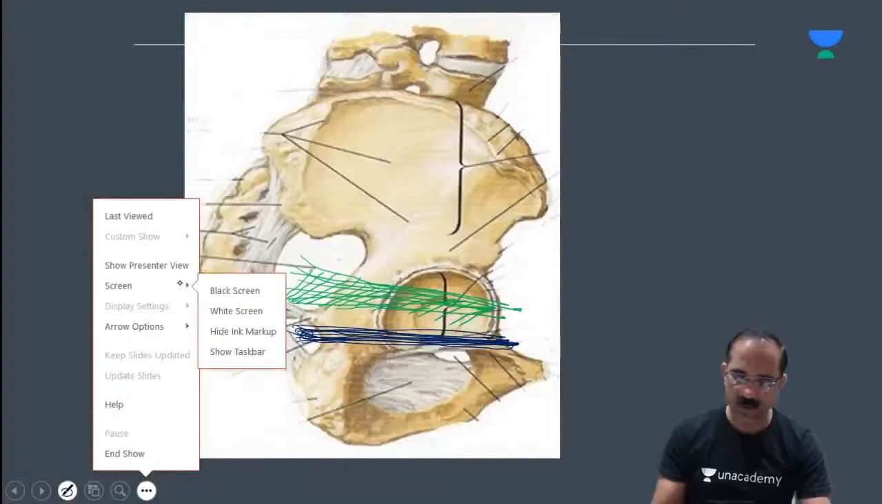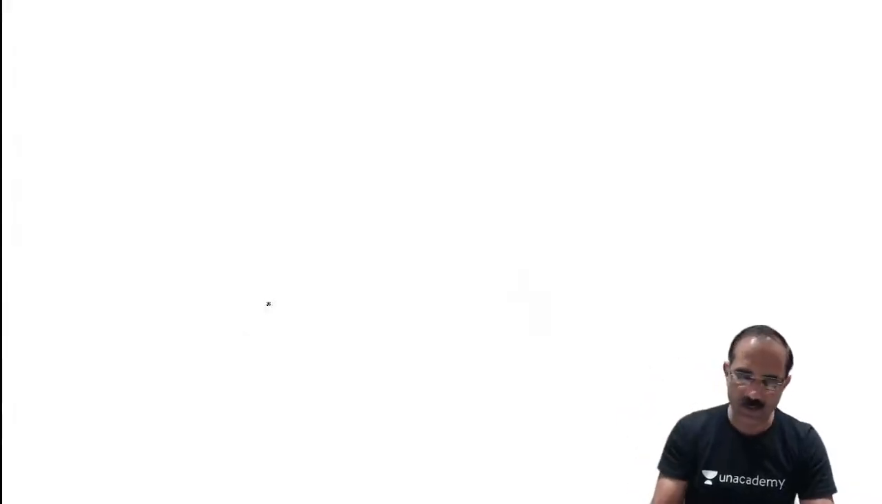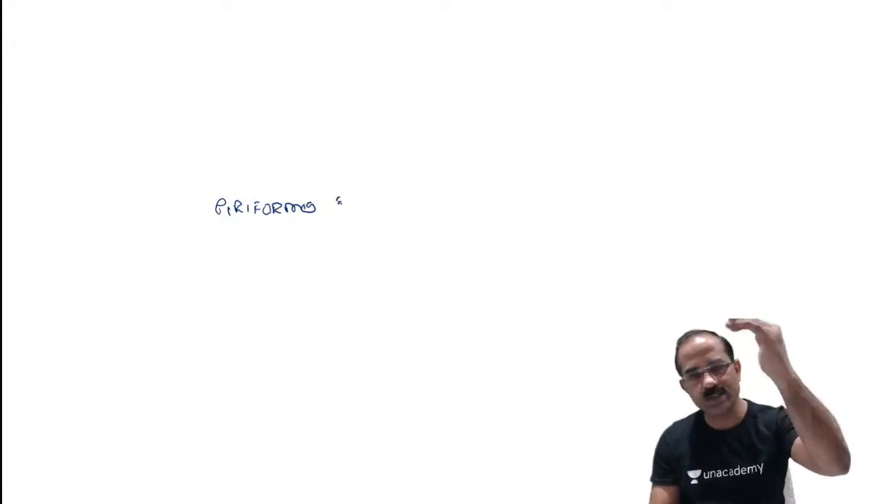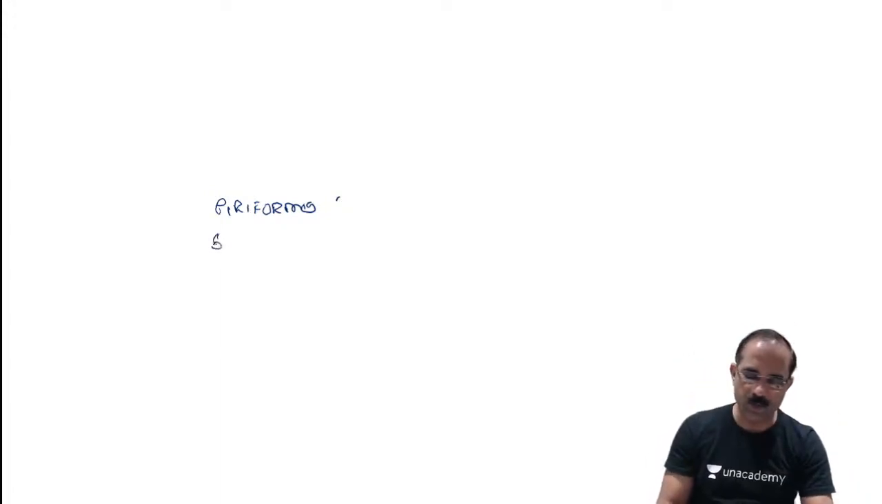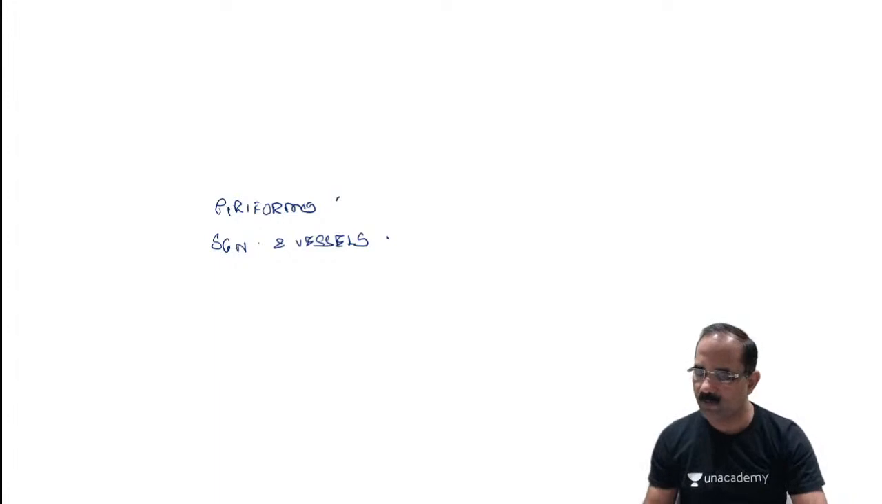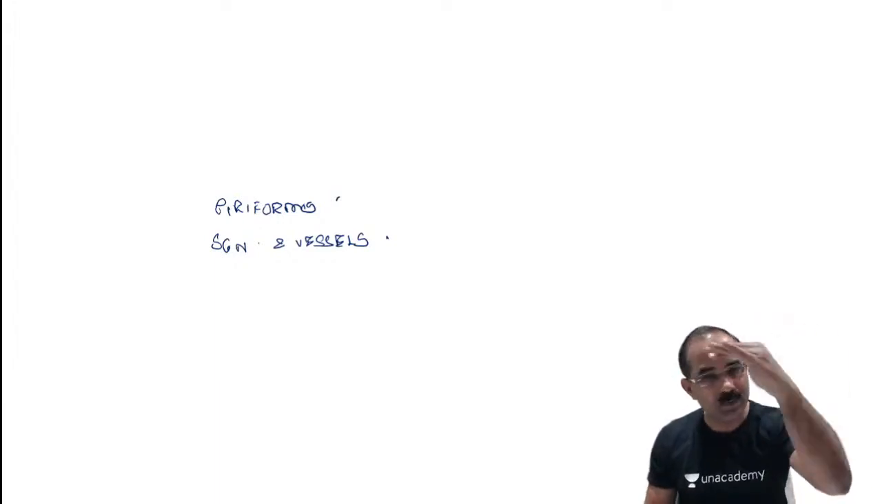I'll just put a white screen for you. We'll start with this. One is the piriformis muscle. Anything else? There's a nerve and vessel which goes above the piriformis. What is that? The superior gluteal nerve and vessels. This is the only nerve and vessel that goes at the upper border of the piriformis.